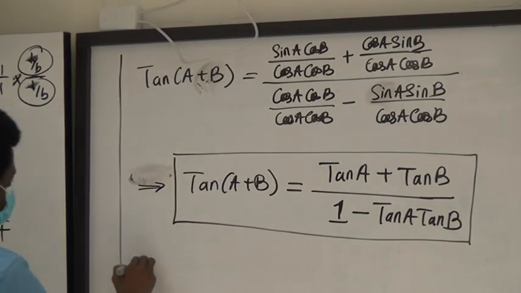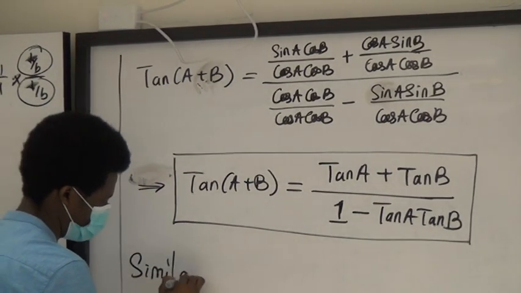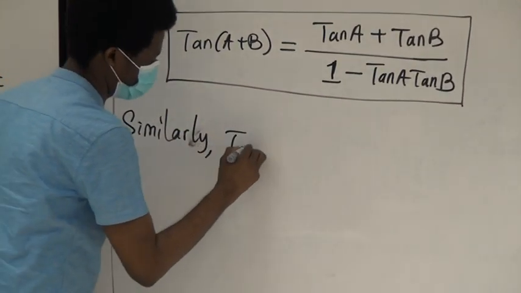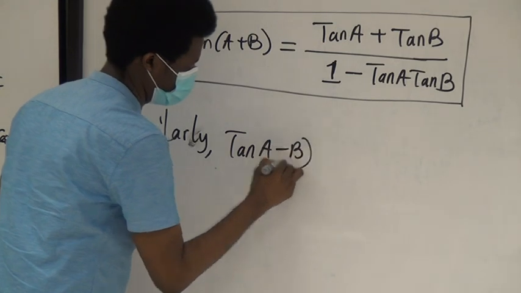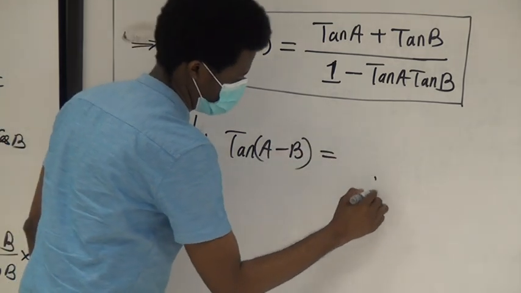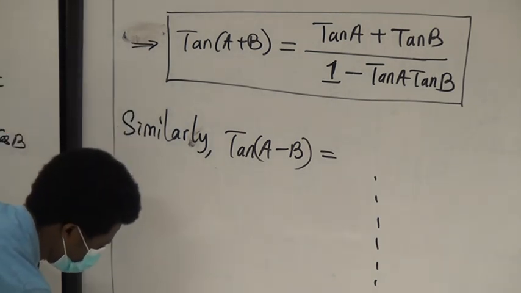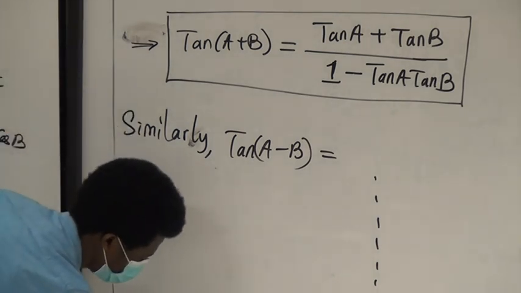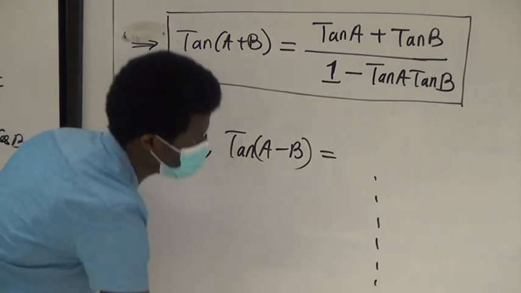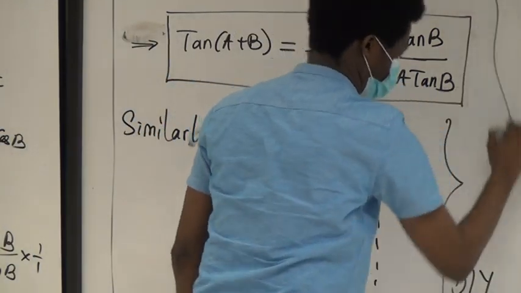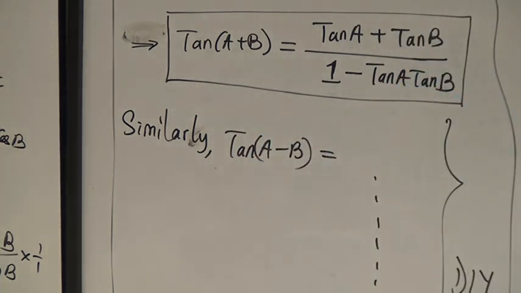So it says similarly, tan A minus B equals to, so I need you to do that until you arrive at the result. Tan A minus B equals to, so this is DIY. Understood? That's DIY.